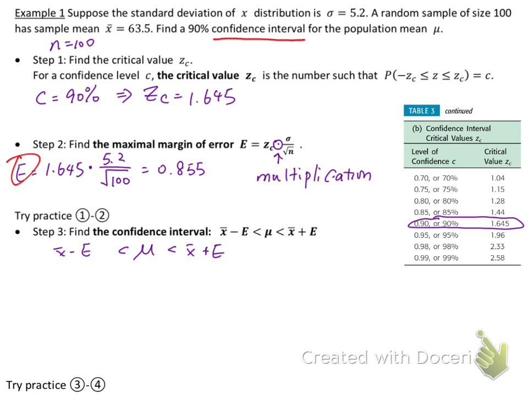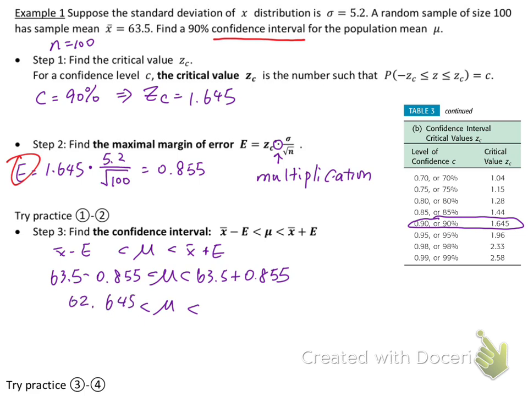So our x bar is 63.5 and we computed that E is 0.855. Mu sits in the middle, 63.5 minus 0.855 and 63.5 plus 0.855. You work these two numbers out: 62.645 for the subtraction and 64.355 for the addition. That's it for the whole question. You get the 90% confidence interval for mu.